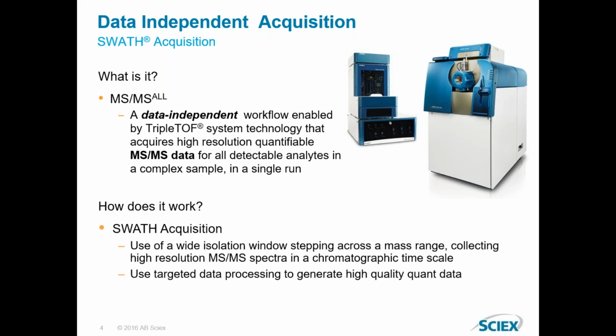Sorry, there we go. So we have these SWATH acquisition windows where we step across the mass range and we acquire relatively high resolution MSMS spectra in a chromatographic time frame. The sort of resolution that the TOF will give you will be around 25 to 30,000 resolution. And this generates targeted data that gives us high quality quantification data.